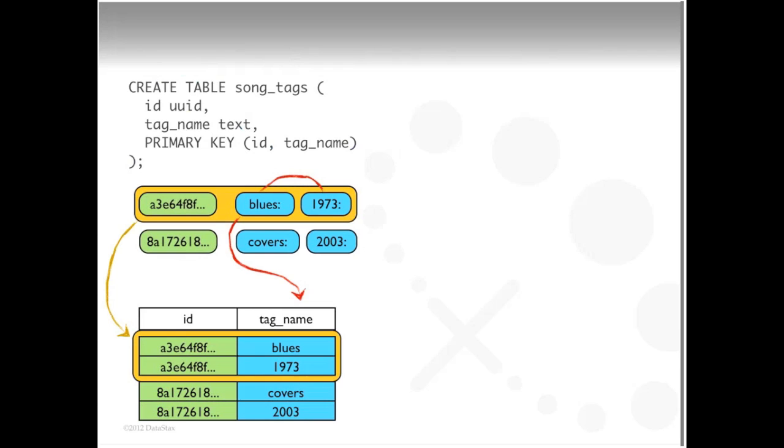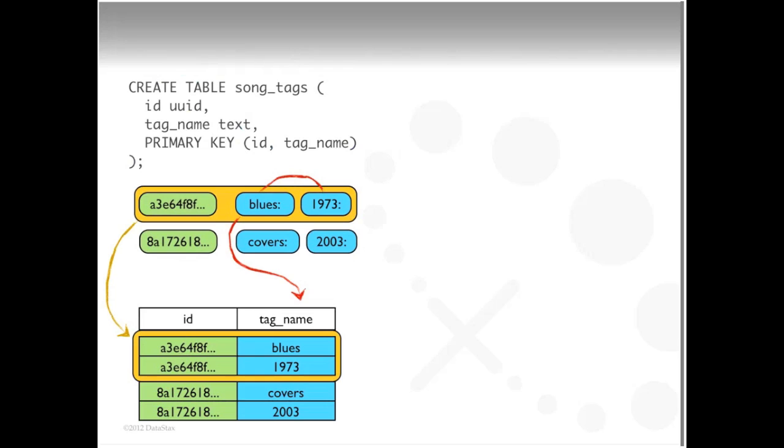So how we map this to a table in CQL3 looks something like this, where we're going to say create table song tags, and we're going to give it the ID for the key, and the tag name is going to be our new column name. And then we're going to give it this compound primary key definition that we haven't seen before, where I'm going to say both the ID and the tag name are part of my primary key.